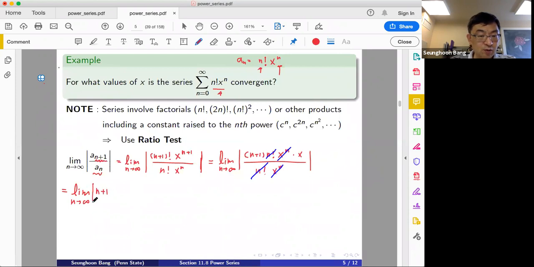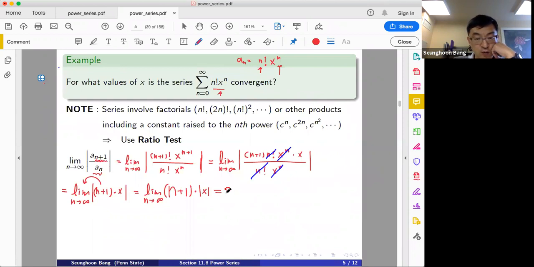n plus 1 times x. n plus 1 is always positive, so we take it out. This is the limit of n plus 1 times the absolute value of x. So what's the limit? What do you think? What is the limit? It's infinity, depending on the x value.